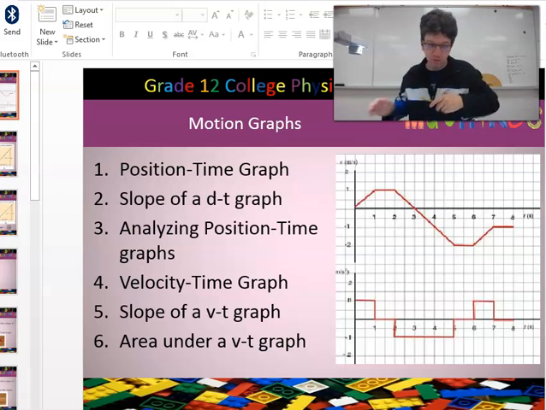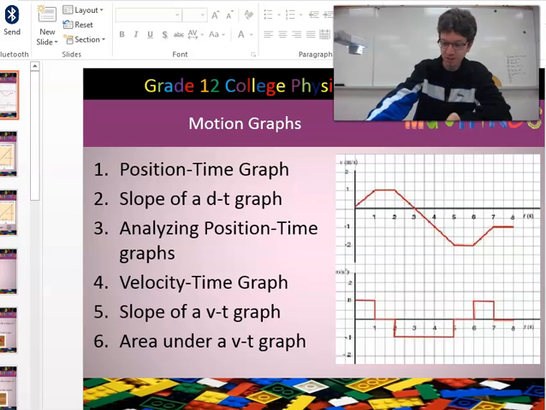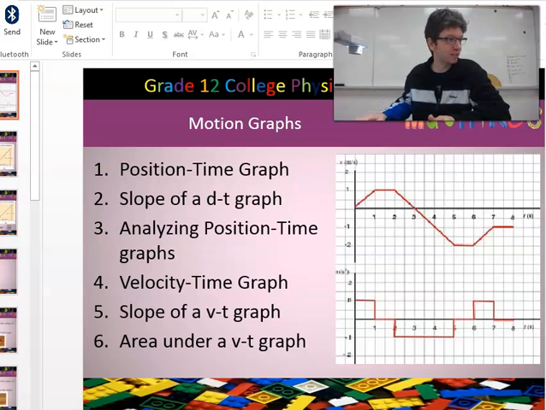Now that we've learned a lot about motion and new terminologies like speed, velocity, distance, position, displacement, and acceleration, we're going to analyze the motion of an object using a graph. They're called motion graphs. You've probably seen them before a couple times in math class, but we're going to talk about them a little bit more in physics class. We're going to look at both position time graphs and velocity time graphs.